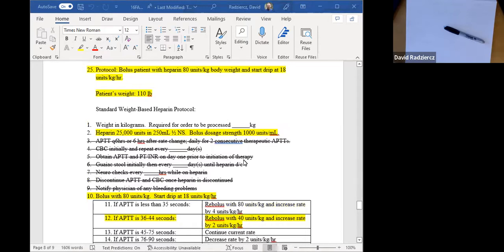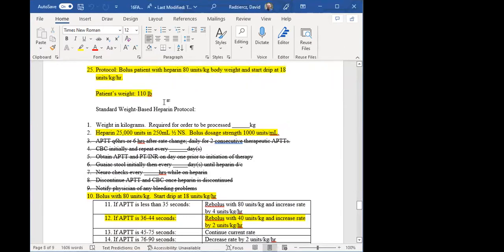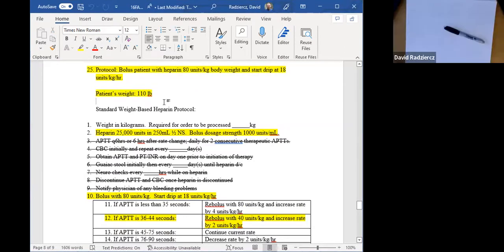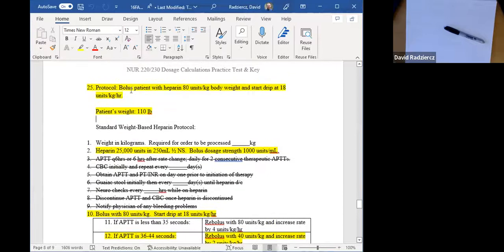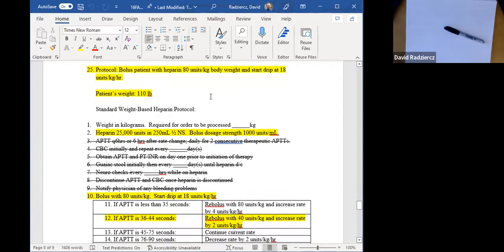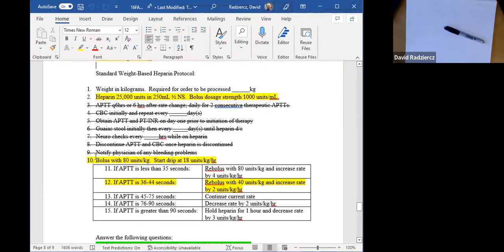Okay. So step 1 is just kind of looking at this and what in the world are we looking at here. So the first thing is we have the patient's weight in pounds, and we need to convert it into kg. Right. We need to convert the patient's weight in pounds to kilograms. So that's step 1. After that, then we just follow the protocol. The protocol says it twice. It says to bolus the patient with heparin 80 units per kilogram body weight, and then to start a drip at 18 units per kilogram body weight per hour. And then it repeats that in step 10 of the protocol.